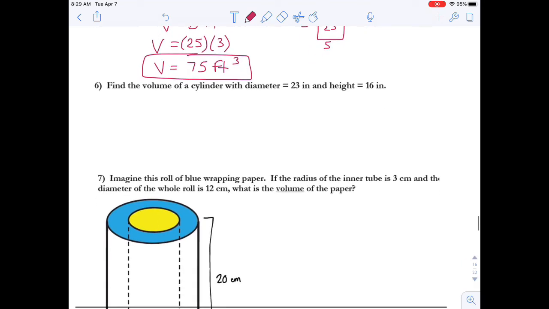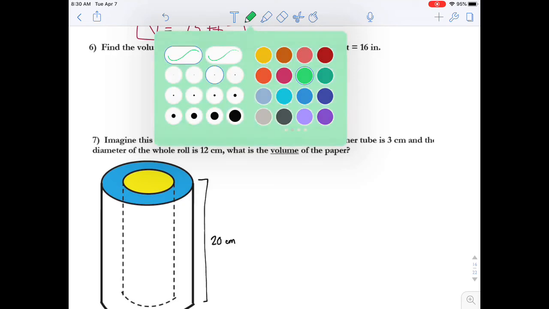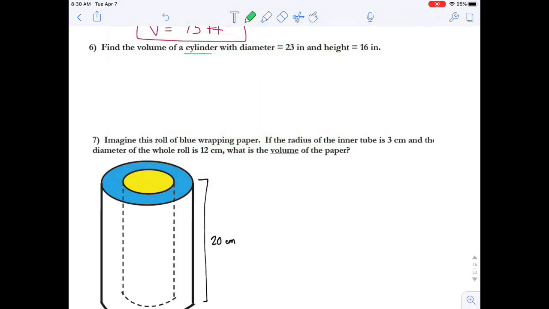Okay, you got a couple more here, and then we'll let you guys get off to your exit slip. Next one, volume of a cylinder. So again, it's base times height, but the base of a cylinder is a circle, so pi r squared times the height.